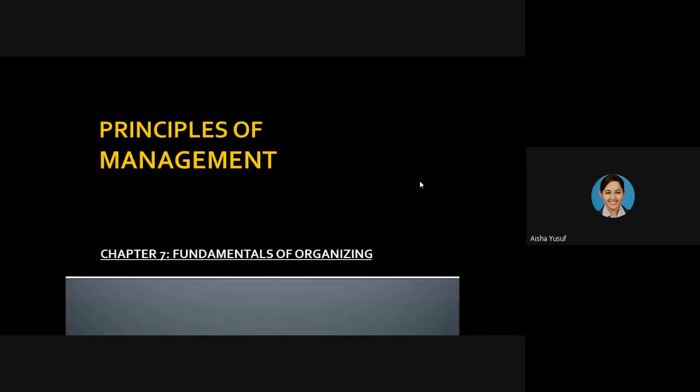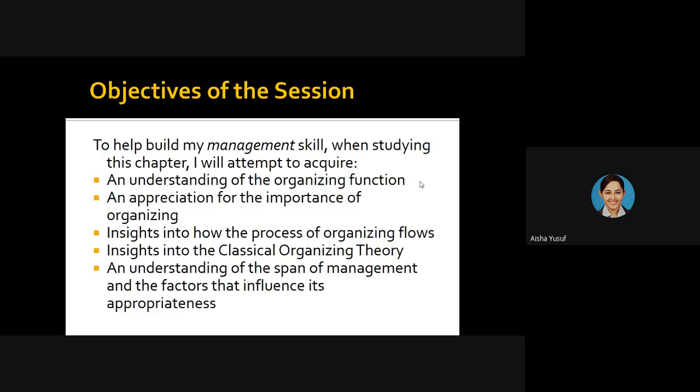We have now come towards our second module, which is organizing. And the first chapter under that module is the fundamentals of organizing, which is chapter 7 of our POM course. Under this chapter, the topics that we are going to cover include an understanding of the organization function in general, an appreciation for the importance of organizing, then how the process of organizing flows, what's the classical organizing theory, and lastly, the span of management and the factors that influence its appropriateness.